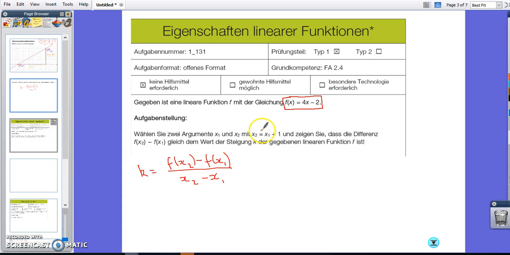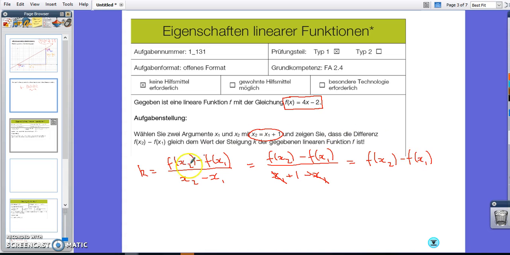And if x2 is 1 bigger than x1, then we have f of x2 minus f of x1, and I can substitute this x2 in here, like I might have done before with my simultaneous linear equations, and instead of x2 I can write x1 plus 1 minus x1. And then we see that here in the denominator I have x1 take away x1, so I'm just left with 1 in the denominator. So that actually should be equal to this, which is what the question asks.